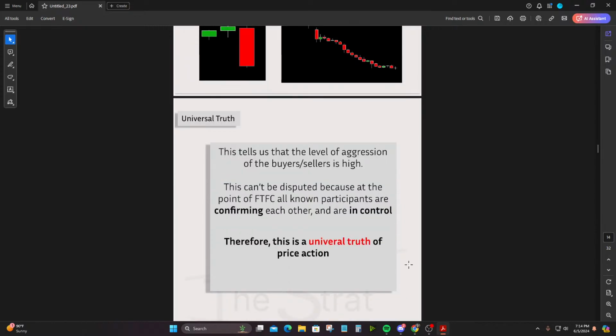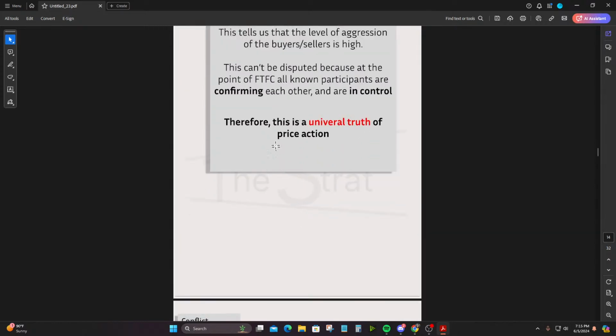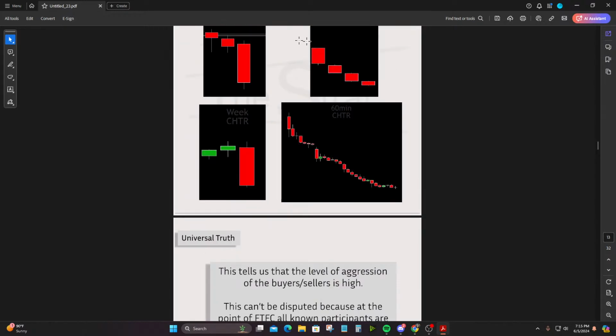And this is a universal truth because this tells us that the level of aggression of the buyers and sellers is extremely high. You cannot refute the fact that every time frame is selling, the month, the week, the day, the 60. And these are the people that are in control. So the strongest participation group. Again, therefore, this is a universal truth of price action because you cannot say that they aren't selling when every time frame is red.